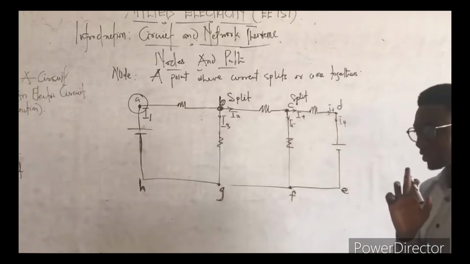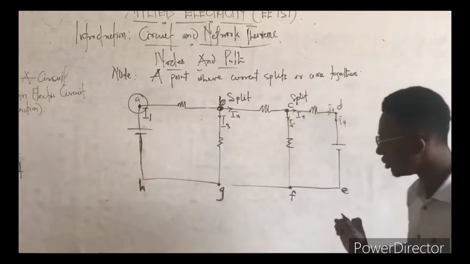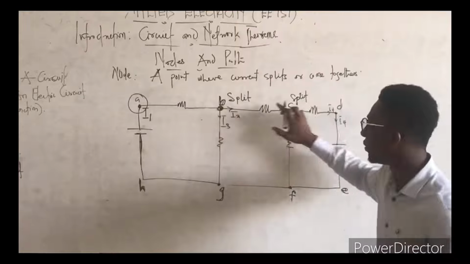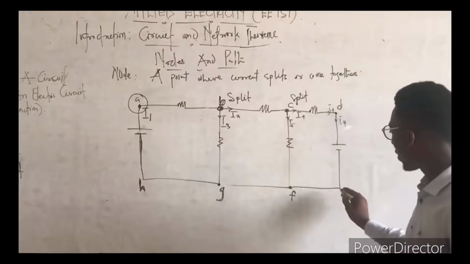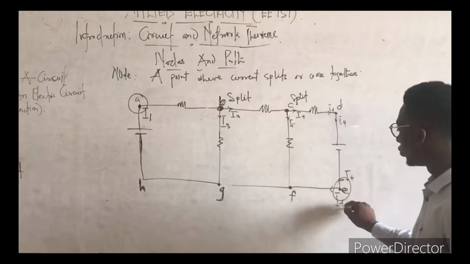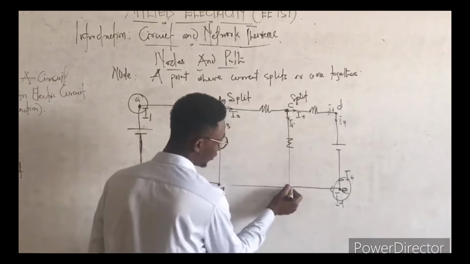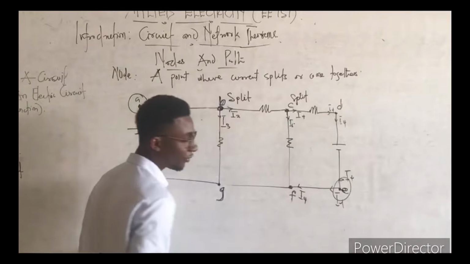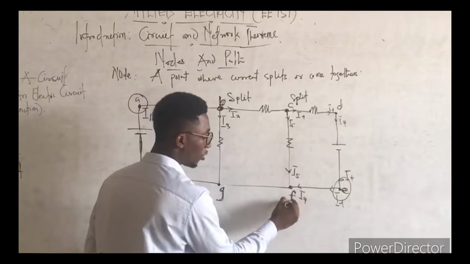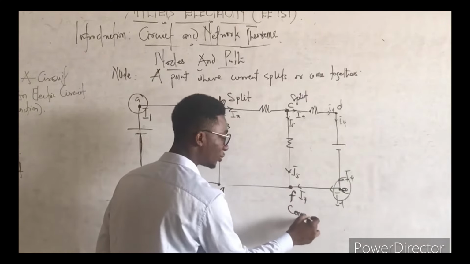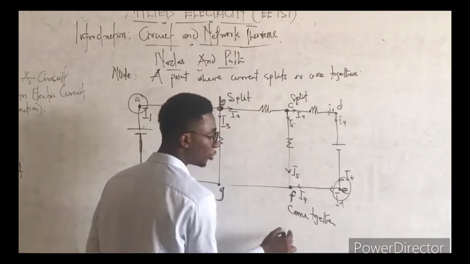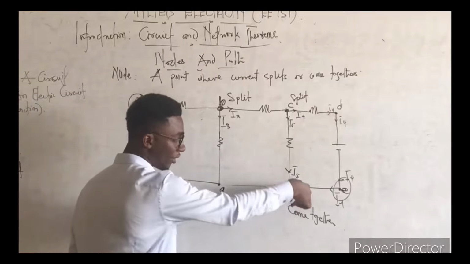So point D is not a node. The same as point A is also not a node. But point B is a node, and point C is a node, because we experience current split over here. Now, point E is not a node because the same current I4 will go through. Now, at point F, we realize there is current I4 coming, and there is current I5 also coming. So current comes together at point F, so point F is also a node, because we explained that the currents are coming together.